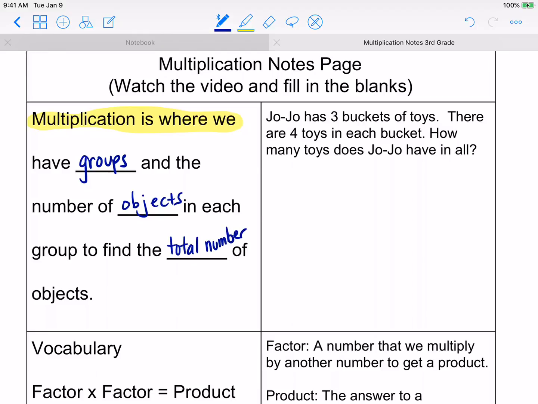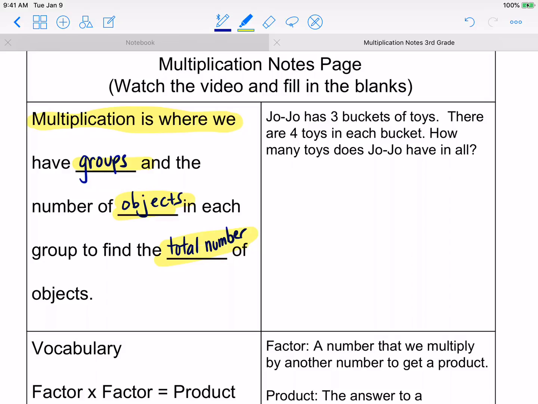So what you need to do now is push pause, push the space button or push the pause button, and you will be able to fill in the blanks. And then you need to write groups, objects, and then total number of objects in the blanks on your sheet. Okay, everyone should have groups, objects, and total number in your blanks on your sheet.